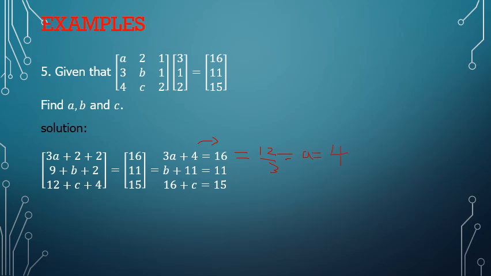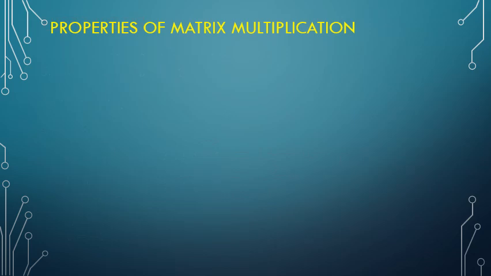So a is 4. For b also, you just multiply again, and you get b plus 11 equals 11. Now if you move 11 here, it will be 11 minus 11, which gives B as 0. And then finally for C, if you move 16 to the other side, it will be 15 minus 16, you get negative 1. So C gives us negative 1. So that's what you get.